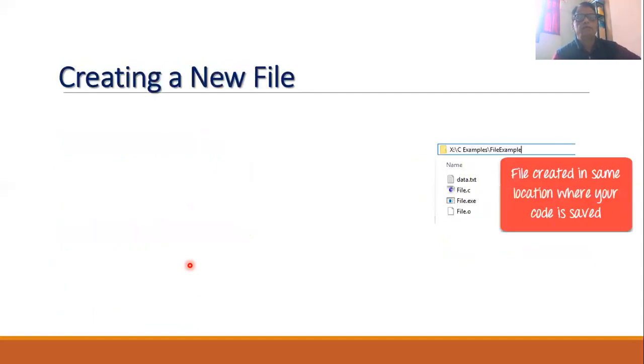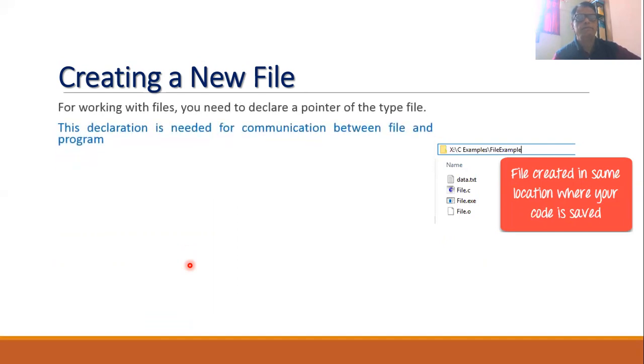So let us start with the first operation, and this is the creation of a new file. Whenever you want to work with a file in C, you need to declare a pointer, and the type of the pointer must be FILE. This declaration is very necessary because it achieves the communication between the file and the program. So the declaration syntax is something like this.